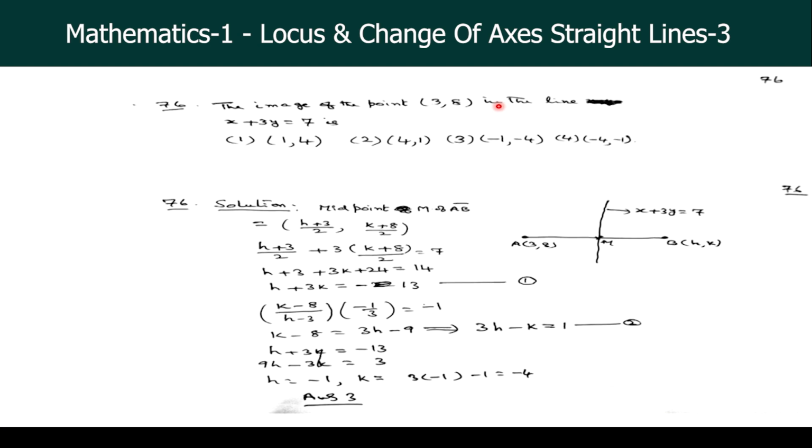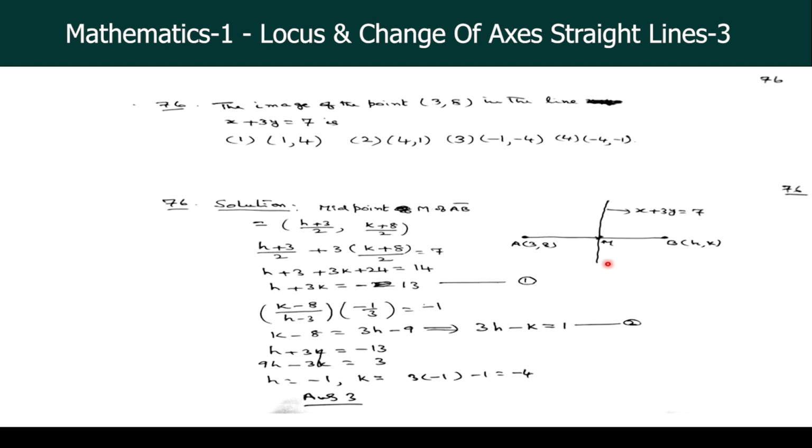Or otherwise, as in the previous problem, take the image of A B to be (h, k). The midpoint M of AB, namely ((h plus 3) by 2, (k plus 8) by 2), lies on the line x plus 3y is equal to 7. If you substitute, you will get h plus 3 plus 3k plus 24 is equal to 14, or h plus 3k is equal to minus 13.